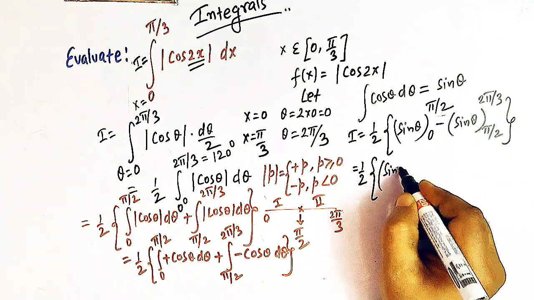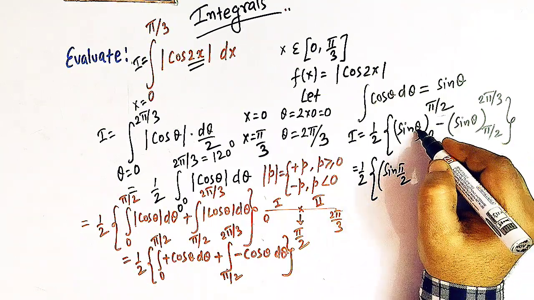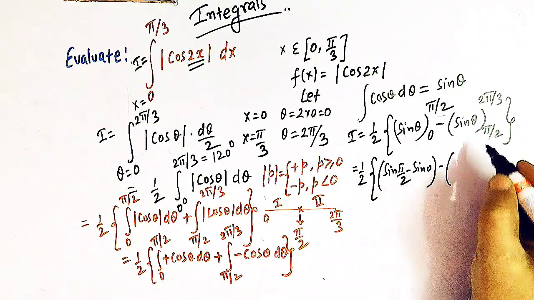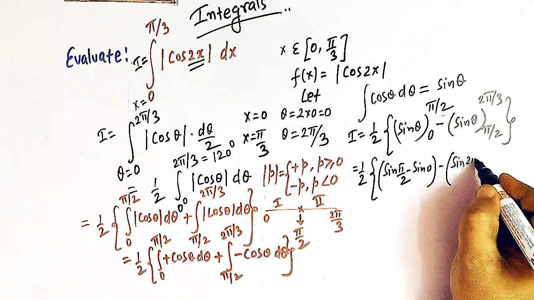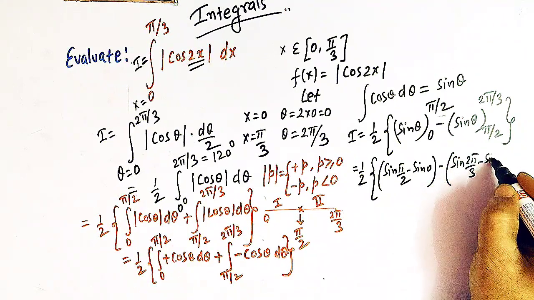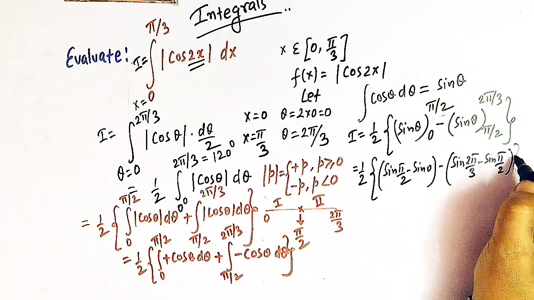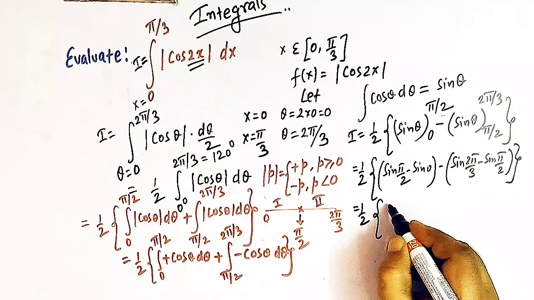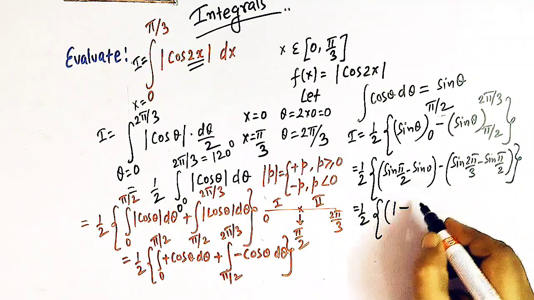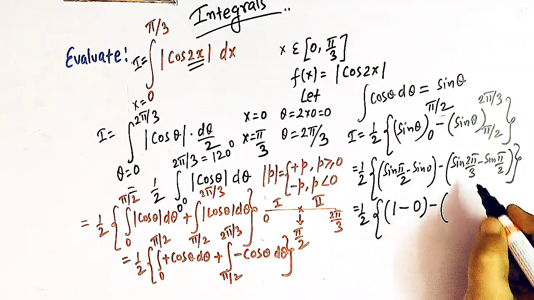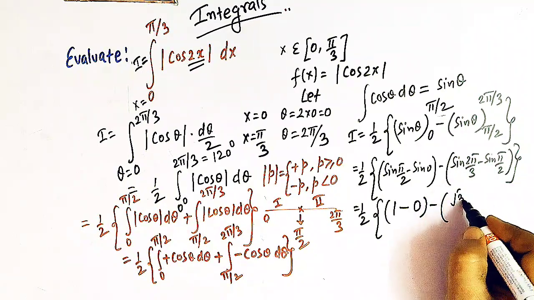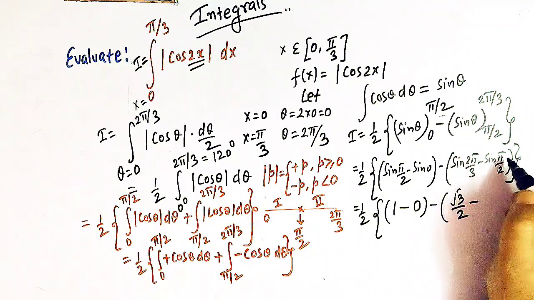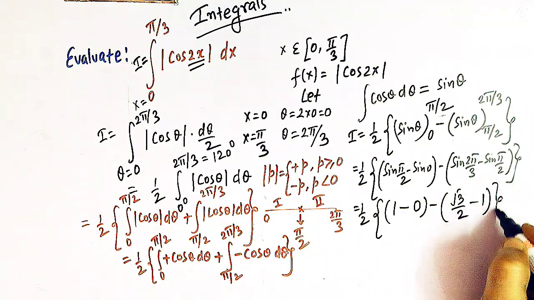Now we have to simply substitute the limits, and we'll take the difference. In the first case, we have sine pi by 2 minus sine of 0, and here we have sine 2 pi by 3 minus sine pi by 2. And now we can write the values of sine pi by 2 as 1, sine 0 is 0, then sine 2 pi by 3 is square root of 3 over 2. These are the simple values. Sine pi by 2 is 1.